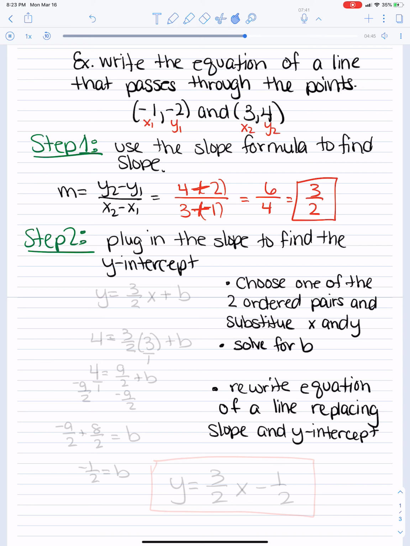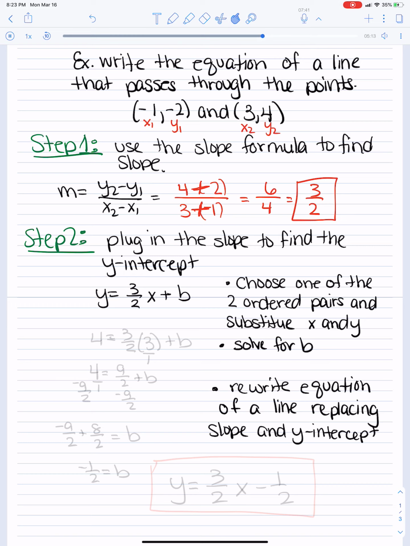So now we have to find the y-intercept because we have to write the equation of a line. We have to write y equals mx plus b. Well, I have my m, I need to find my b. So we're going to plug in the slope to find the y-intercept. Okay, so we have y equals, well, instead of m, my slope is 3 over 2. So I'm going to put 3 over 2 x plus b.